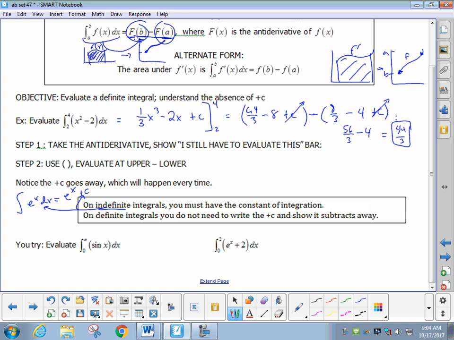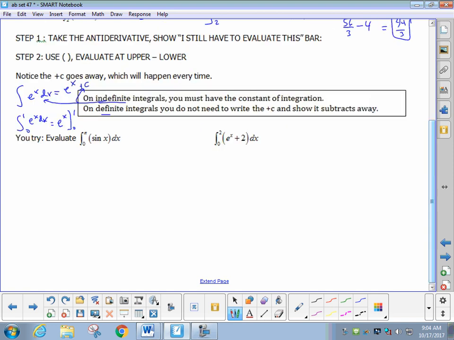But on a definite integral, that'll look like this. You'll say e to the x dx from 0 to 1. You take the antiderivative and say, forget the plus C, it goes away anyway because it subtracts away, and you just write the antiderivative at that other number. All right? Try these two, please. Two-step deal. Upper antiderivative, and then an upper minus lower.